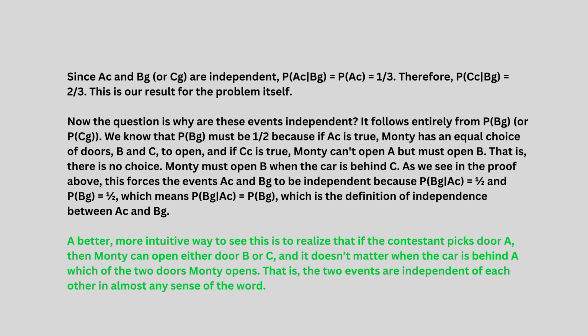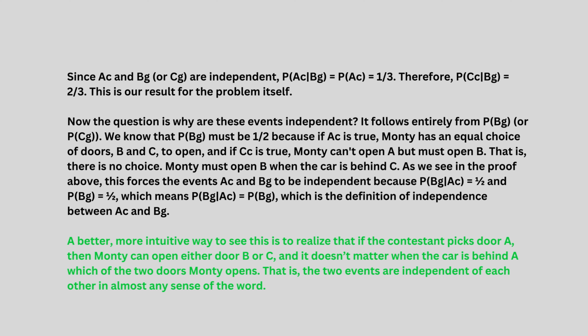Now the question is why these events are independent. It follows entirely from the probability of BG. We know that the probability of BG must be 1/2 because if AC is true, Monty has an equal choice of doors B and C to open. And if CC is true, Monty can't open A, but must open B. Thus, there is no choice. Monty must open B if the car is behind C.